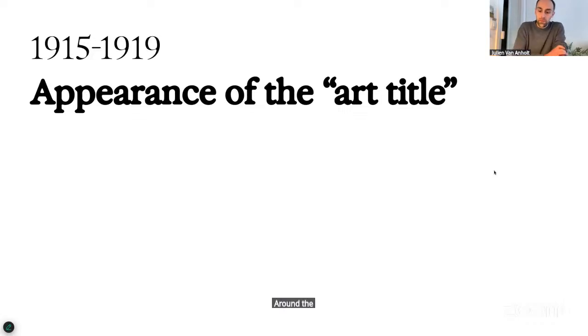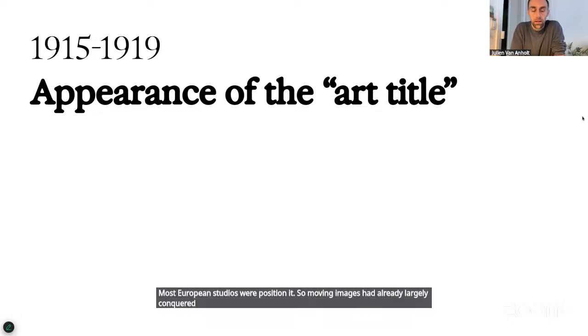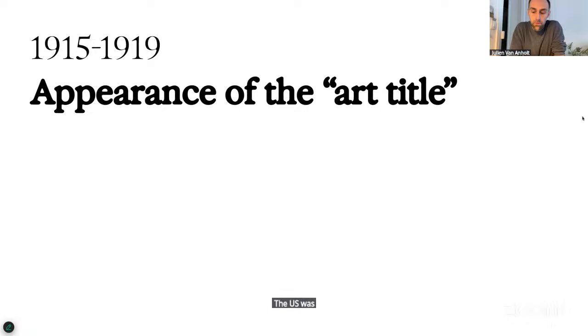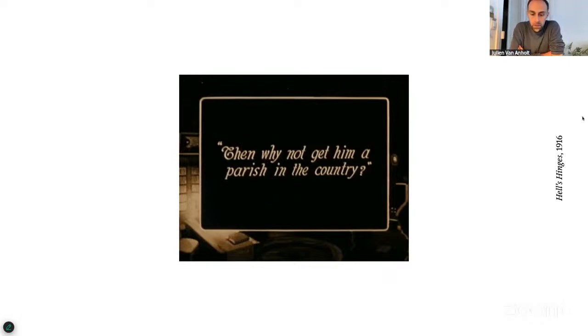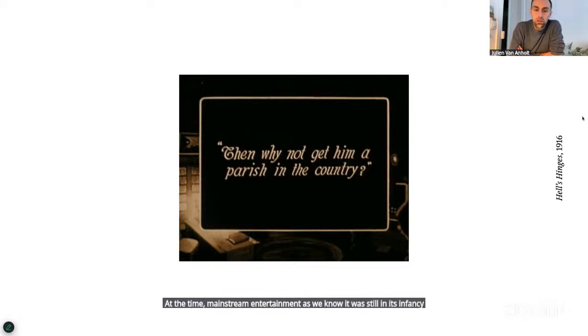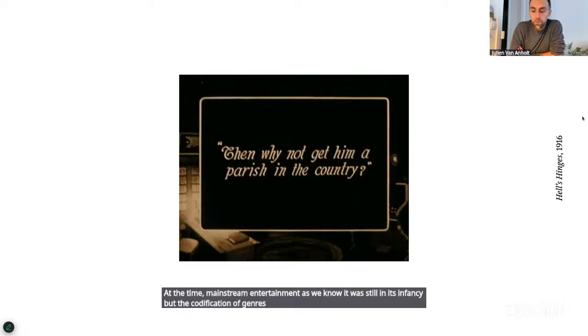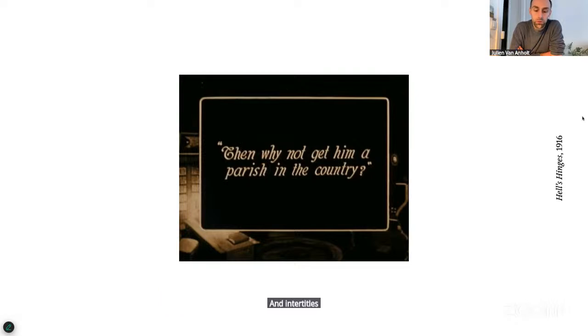Around the year 1914, due to the First World War, most European studios were requisitioned. So moving images had already largely conquered the West, and even though French production had been partially interrupted, the United States was establishing itself on an international scale. The US was inventing an ever more efficient industry. At the time, mainstream entertainment, as we know it, was still in its infancy, but the codification of genres was already quite strong, and intertitles helped to give birth to the first blockbusters.